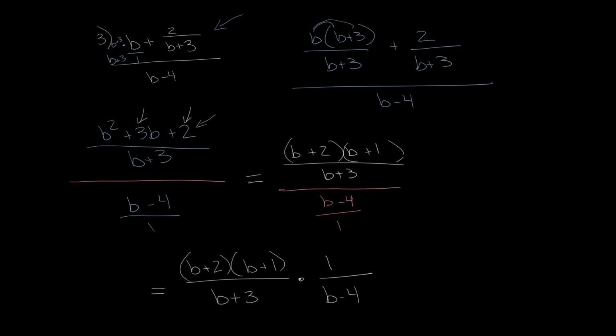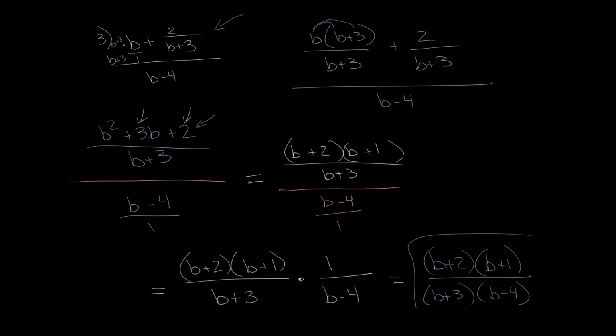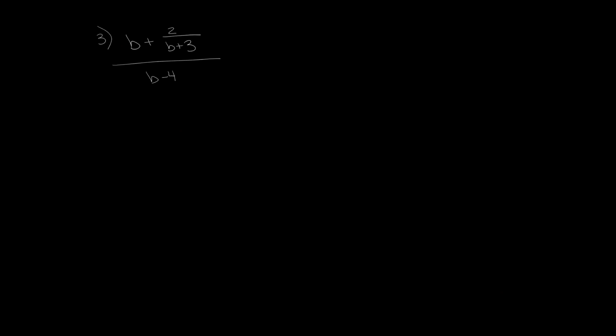When I do, I can't simplify anything. So my final answer, I'm just going to multiply across, and I would get 1 times b plus 2, b plus 1, the 1 is assumed, over b plus 3 times b minus 4. And that is as far as I can go. I can't simplify because none of the binomials are the same.